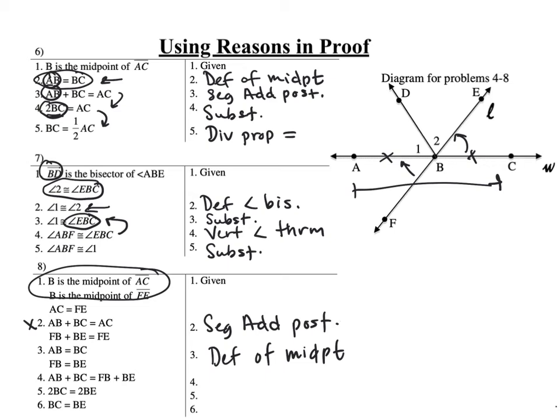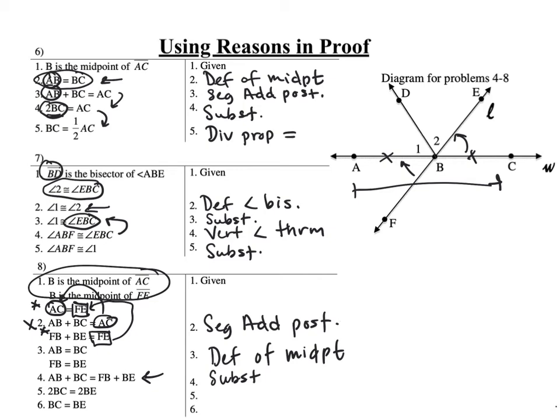AB plus BC equals FB plus BE. So these two right here, they took and replaced AC with AB plus BC, and they replaced FE with FB plus BE. That was substitution. So they used the given right there and step 2 to substitute and say this.